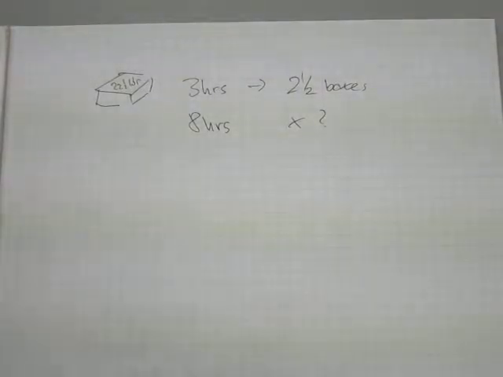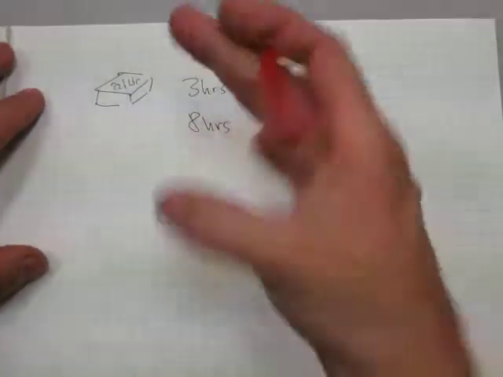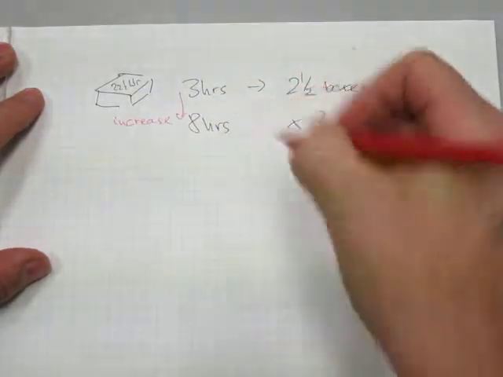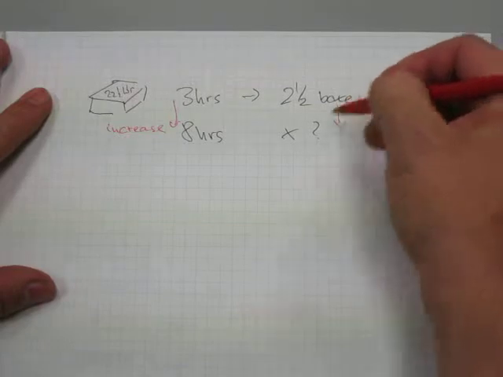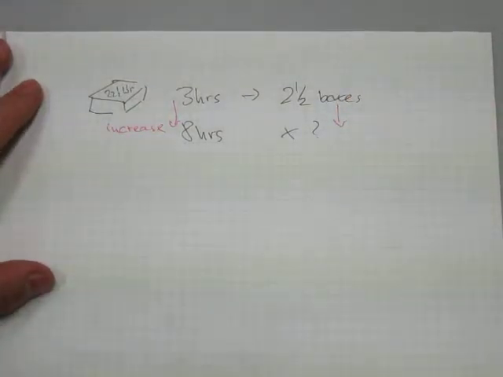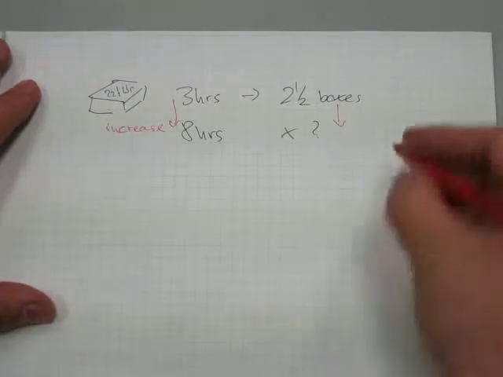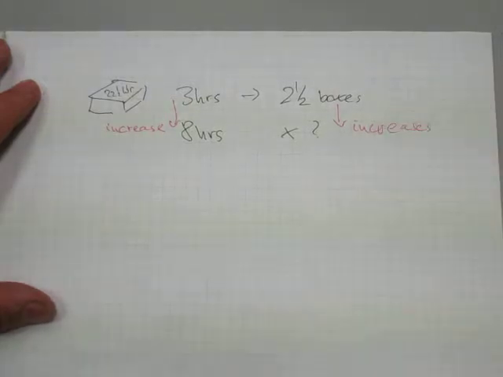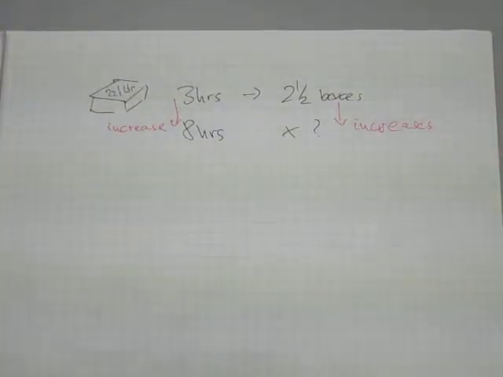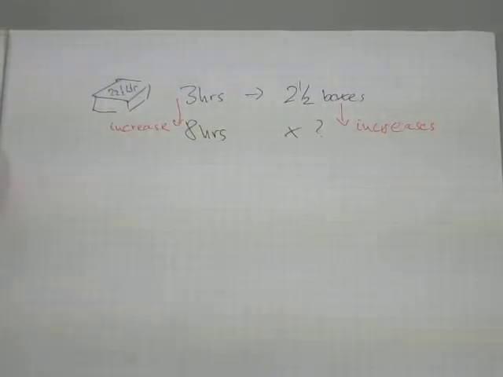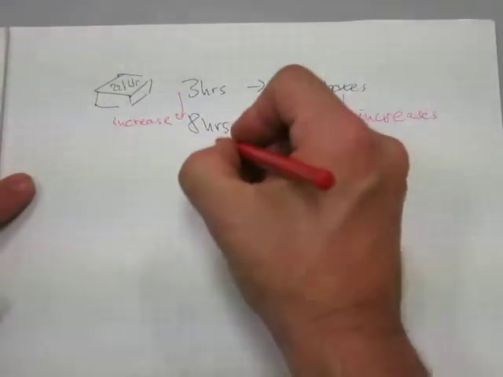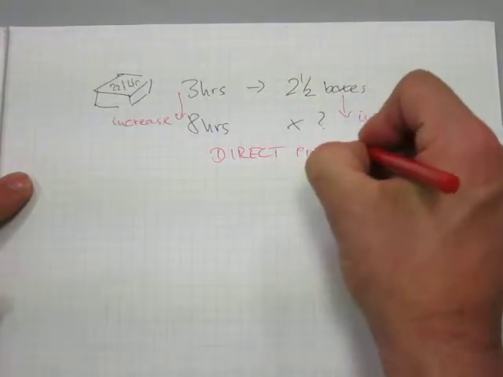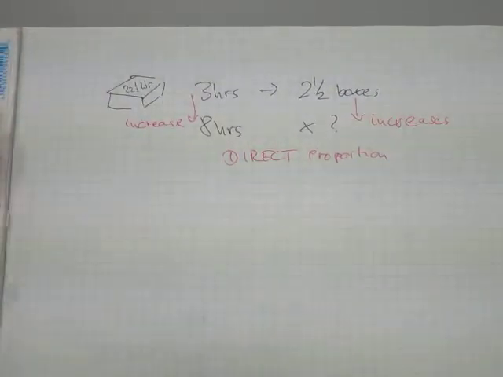Let's think about it. Is this direct proportion or indirect proportion? With the increase of time, with more time spent on the job, do we expect the number of boxes of nails to increase or decrease? Well, logic dictates that this increases, because the more time is spent on the job, the more boxes of nails are used up, and therefore it is a direct proportion.